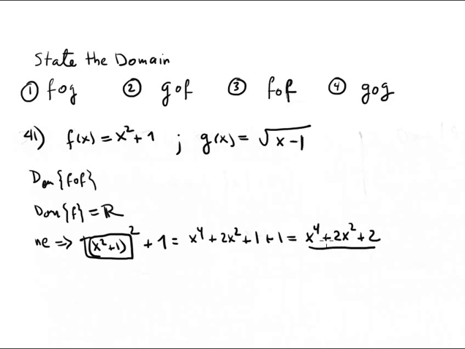It's a polynomial. This is a polynomial. The domain of the new expression is all real numbers. Now conclusion: the domain of F composition F is also all real numbers. This is option 3.